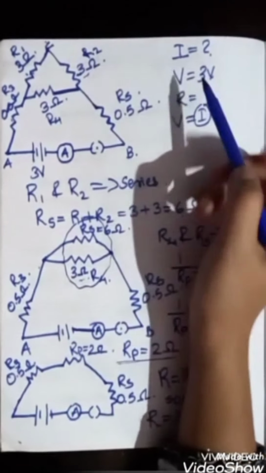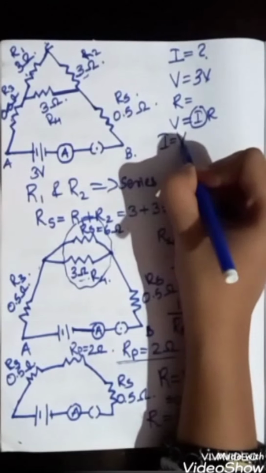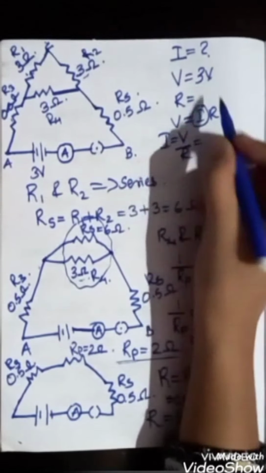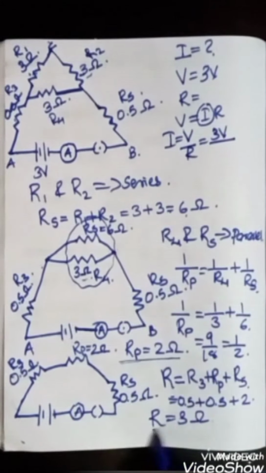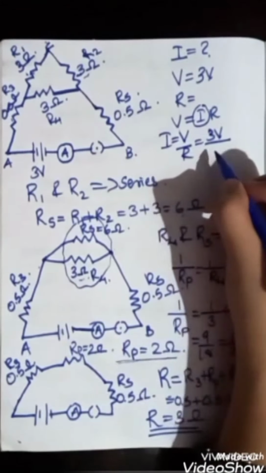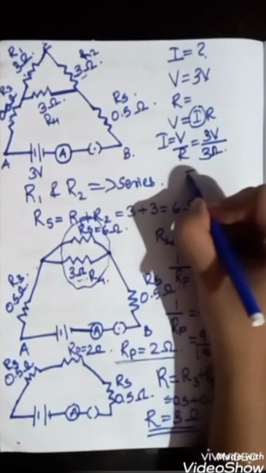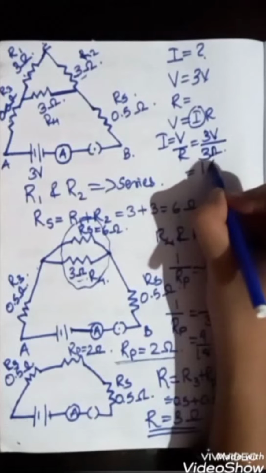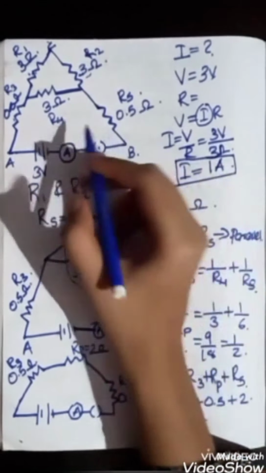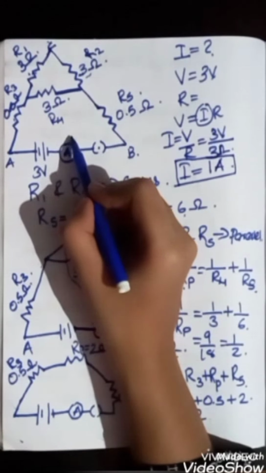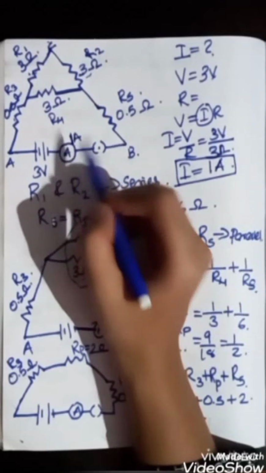Here we have to find the current, that is I is equal to V by R. Here V is equal to 3 volt, by the effective resistance, that is 3 ohm, that is equal to 3 by 3, that is 1 ampere. So here the ammeter reading is 1 ampere.